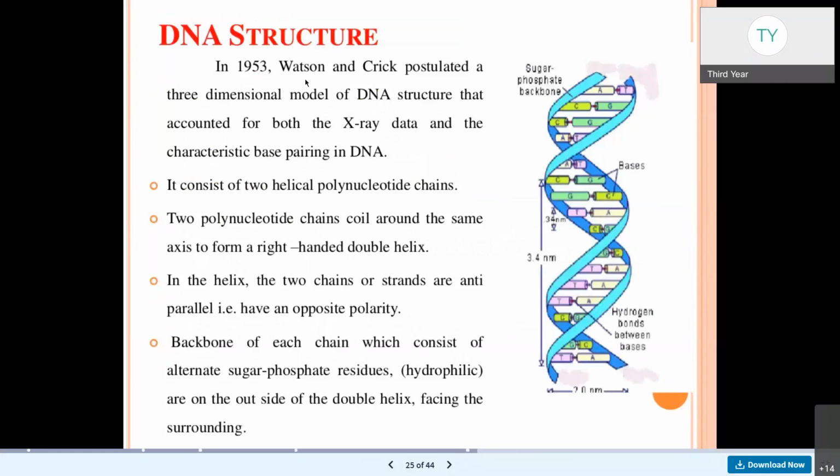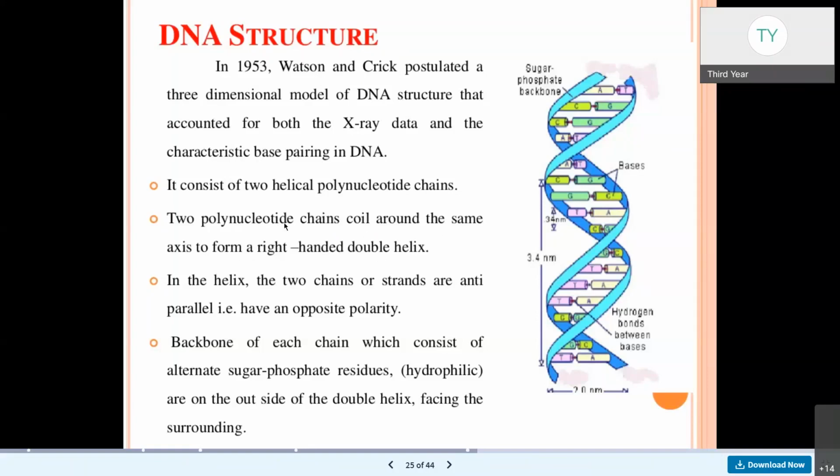So Watson and Crick proposed in 1953 the three-dimensional model of DNA structure, and that accounted for both the X-ray data and the characteristic base pairing in DNA. So the DNA structure proposed by Watson and Crick was matched with the X-ray data. And what is the main point in the Watson-Crick model, the DNA double helical model? It consists of two helical polynucleotide chains; we already discussed, two polynucleotide chains coil around the same axis to form a right-handed double helix.